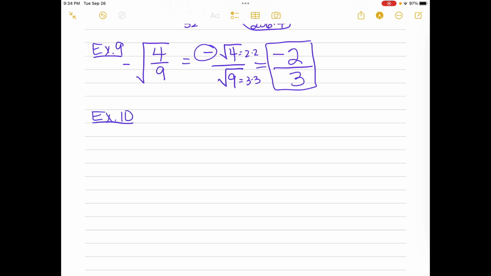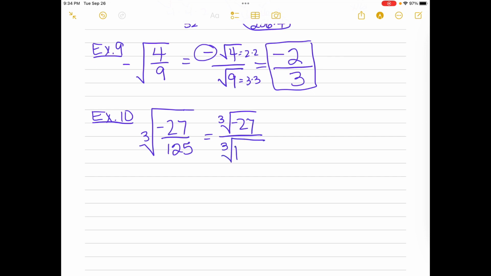Okay, this time we have the cube root of negative 27 over 125. So I need to find these individually. This is like doing the cube root of negative 27 over the cube root of 125. Now, for notes purposes, we're writing all of this. But in the future, you don't have to write this step. You can just do it from that first step over there.